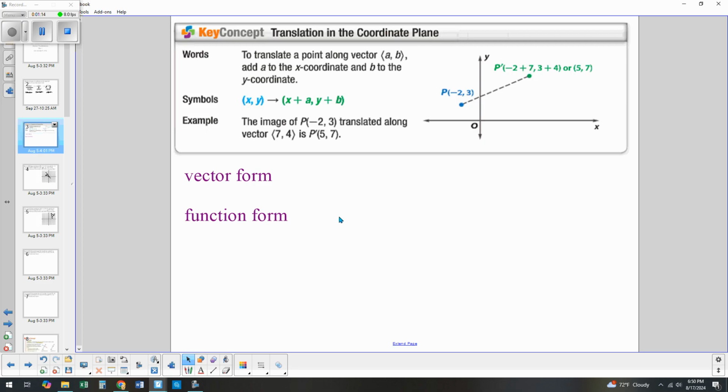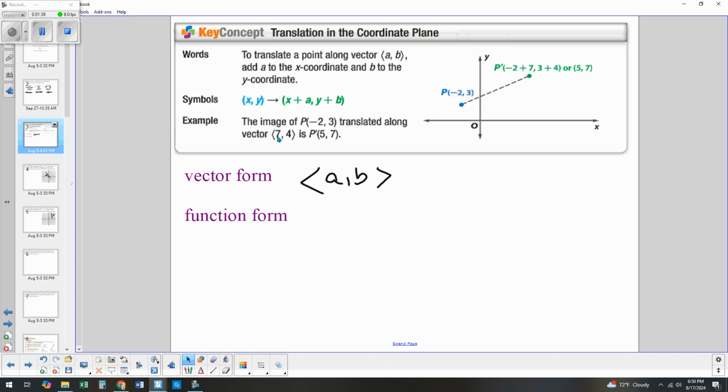Translations can be written in words. They can tell you to move this many spaces right and this many spaces down. But the two main forms we're going to use are called vector form and function form. Vector form has these pointy looking brackets. They almost look like an ordered pair, but with points. And it is sort of an ordered pair because this represents how you're changing the x value, and this represents how you're changing the y value.